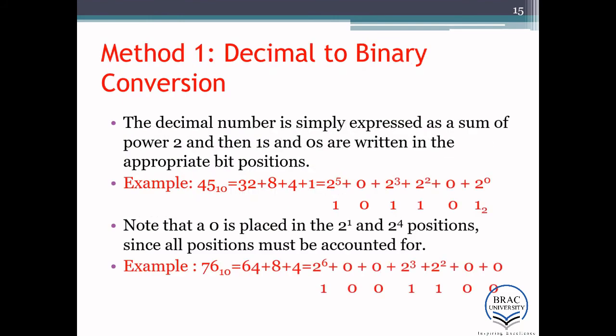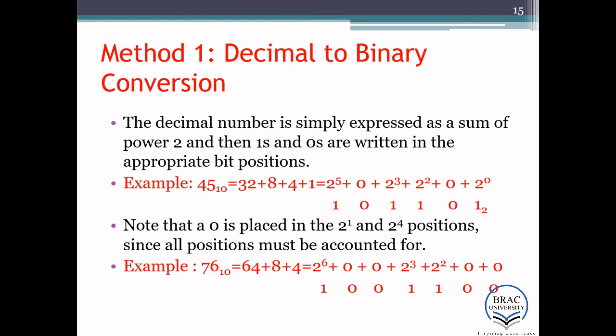In method 1, decimal to binary conversion, say you have 45 decimal and you want to convert it into binary. You can split it down like this: 32, 8, 4, 1, altogether it will be 45. The advantage of doing this is you can represent it in terms of 2 to the power something: 32 is 2 to the power 5, 8 is 2 to the power 3, 4 is 2 to the power 2, 1 is 2 to the power 0. If you consider the positions, this is position 0, 1, 2, 3, 4, 5.